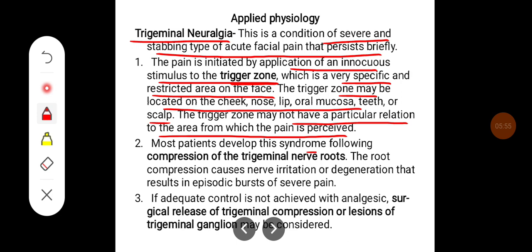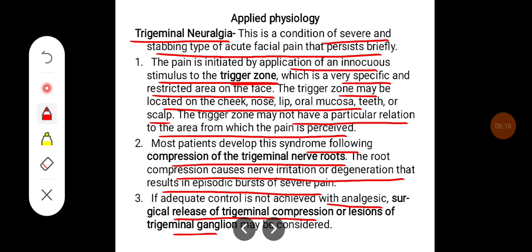Most patients develop this syndrome following compression of the trigeminal nerve roots. The root compression causes the nerve irritation or degeneration that results in episodic burst of severe pain. If adequate control is not achieved with analgesic, surgical release of trigeminal compression or lesions of trigeminal ganglia may be considered.